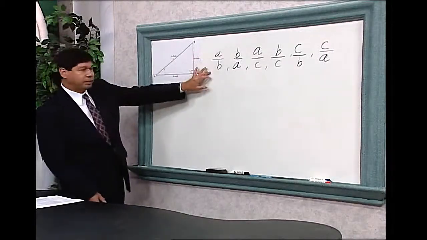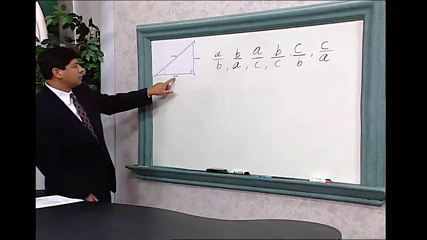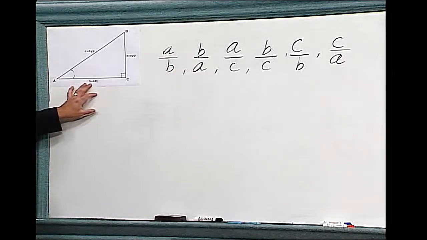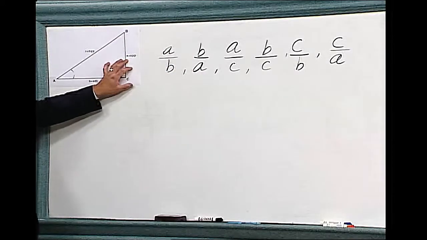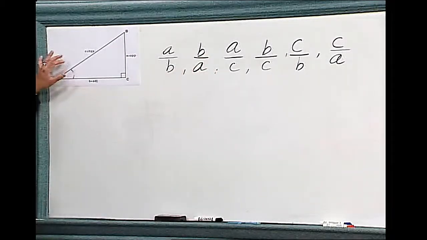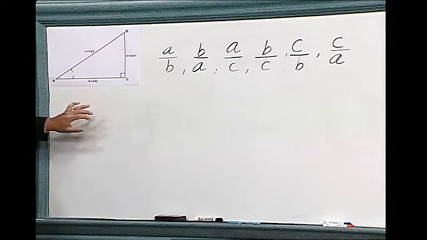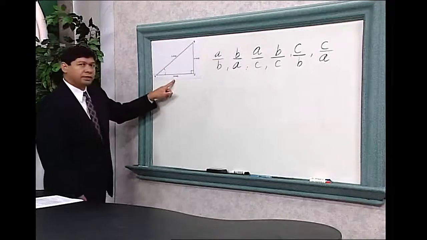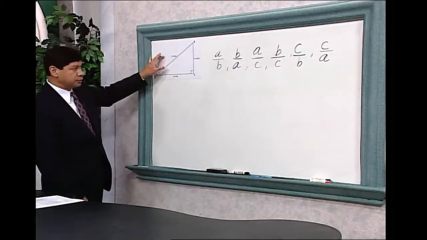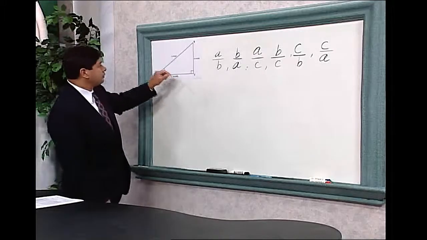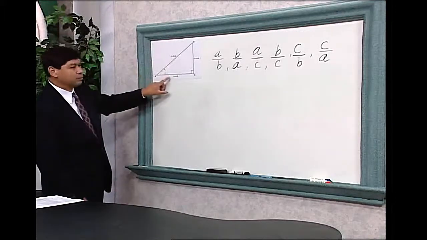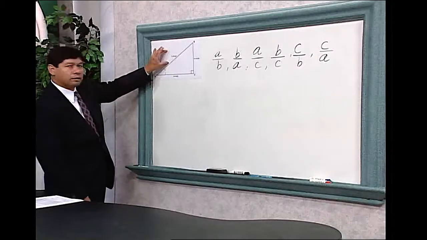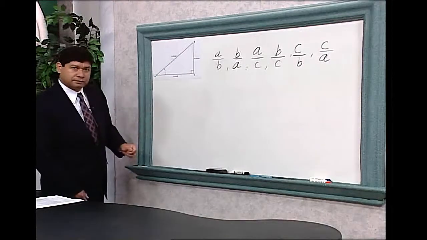We have A over B, A opposite over B adjacent. We also have B over A, B adjacent over A opposite. We have A over C, which would be represented as A opposite over C, our hypotenuse. B over C, B adjacent over C hypotenuse. And C over B, C, our hypotenuse, over B adjacent. And C over A, again C, our hypotenuse, over A opposite.